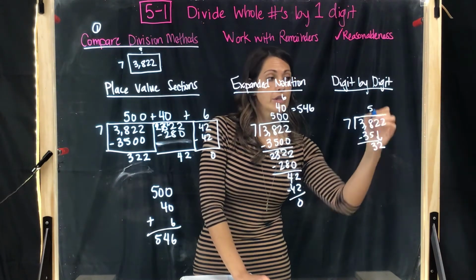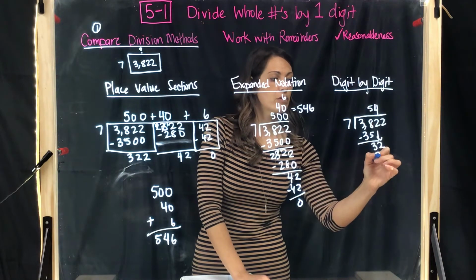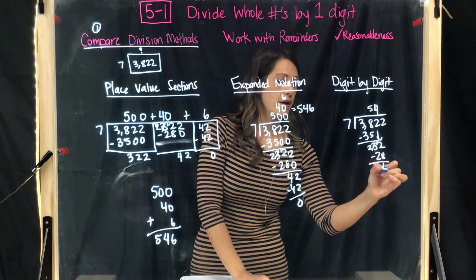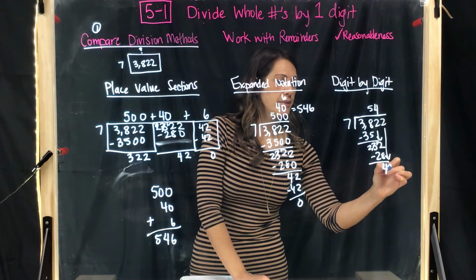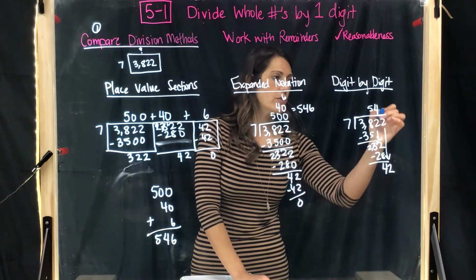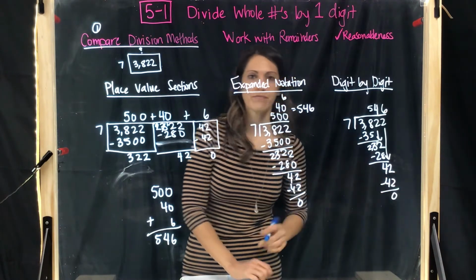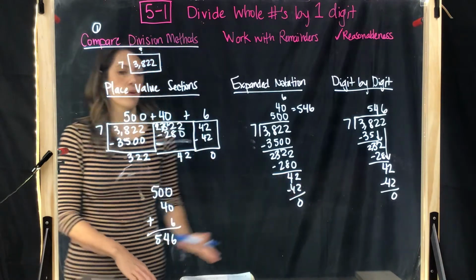7 goes into 32 4 times. 7 times 4 is 28. I subtract again, have to regroup there, and I bring down my 2. 7 goes into 42 6 times. 7 times 6 is 42. Okay? So these are the 3 different ways that you can divide.